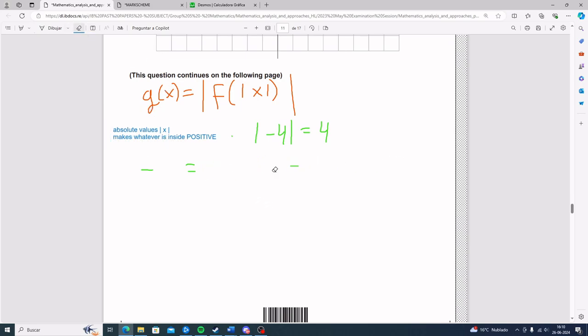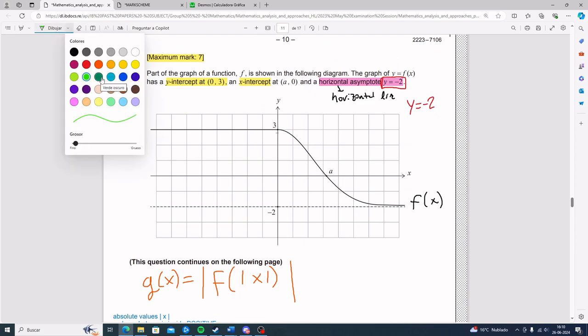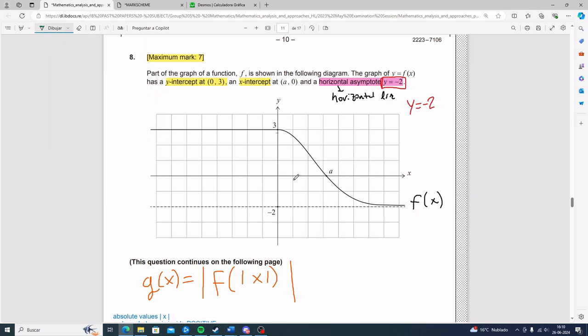Having that in mind, you might be thinking, if I need to make everything positive, all that's really going to change in my graph is noticing that here I have negative values, so all I need to do is make it jump back up. You would be partially correct. And you would say, okay, here's my sketch. And you would be almost correct.